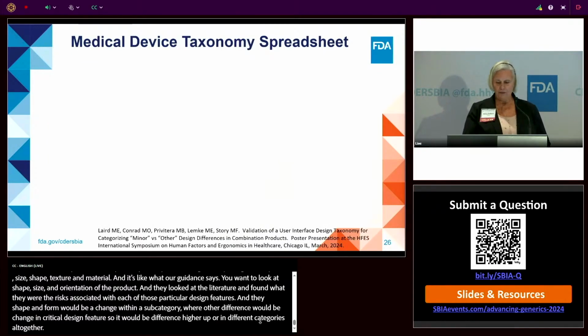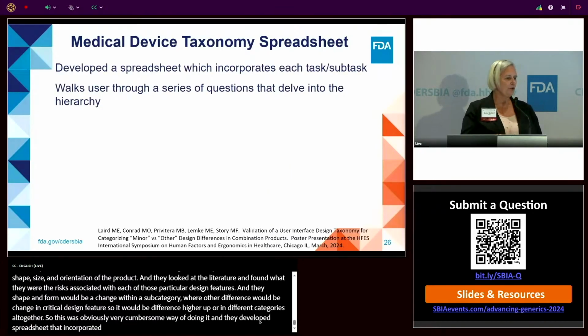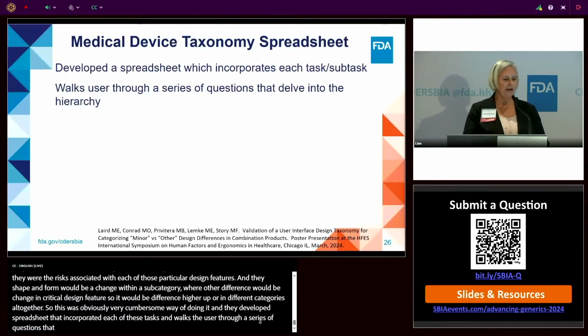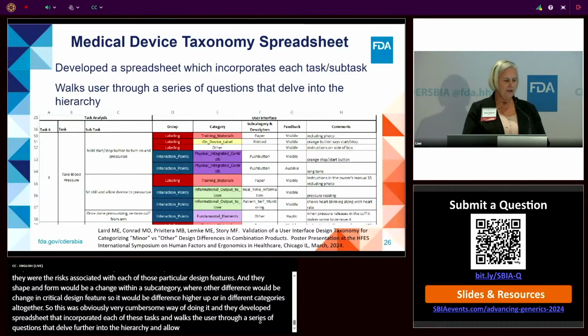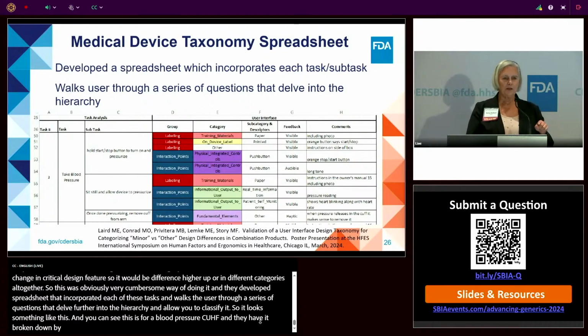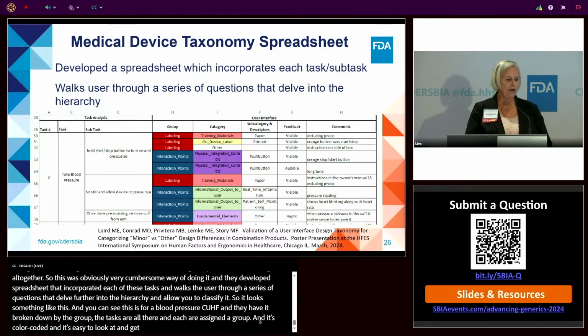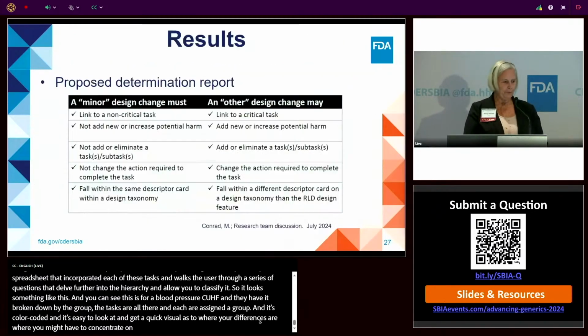So this was obviously a very cumbersome way of doing it, and they developed a spreadsheet that incorporated each of these tasks and walks the user through a series of questions that delve further into the hierarchy and allow you to classify it. So it looks something like this. And you can see this is for a blood pressure cuff. And you can see that they have it broken down by the group. The tasks are all there, and each one is assigned a group. And it's color coded, so it's very easy to look at, and you can just get a very quick visual as to where your differences are and where you might have to concentrate on looking at things further.